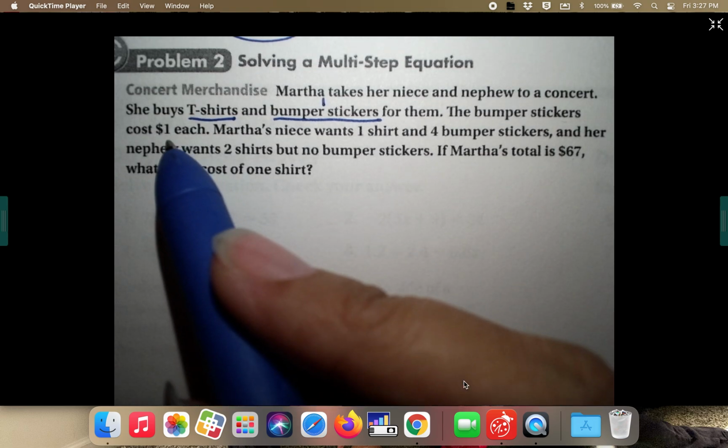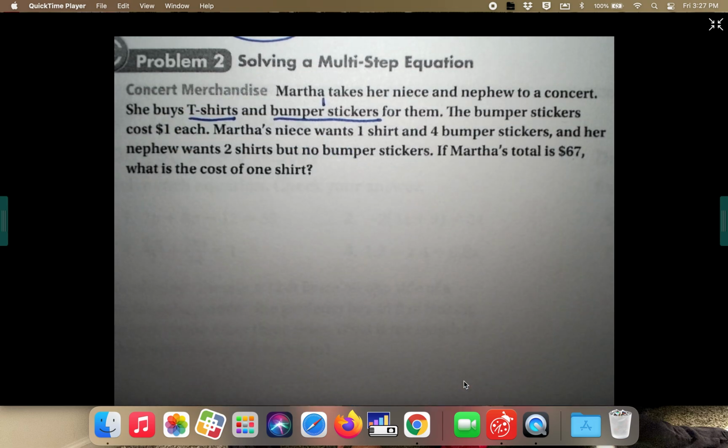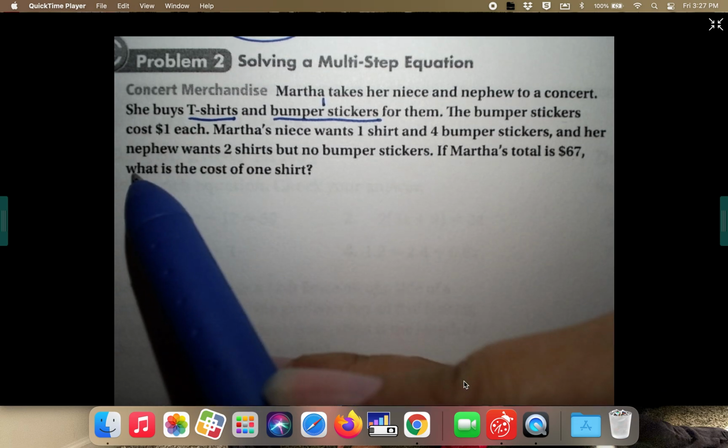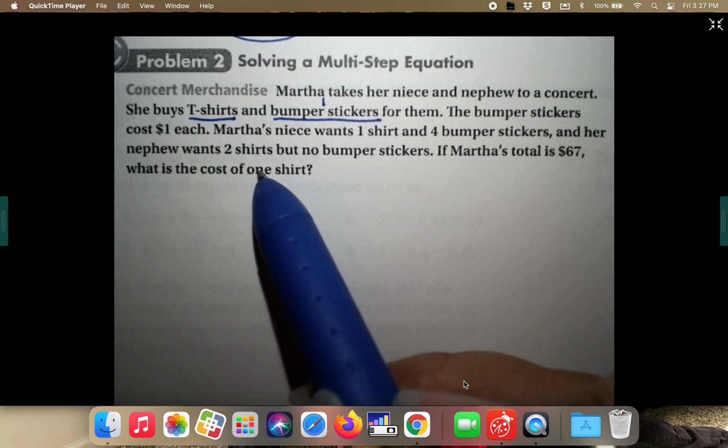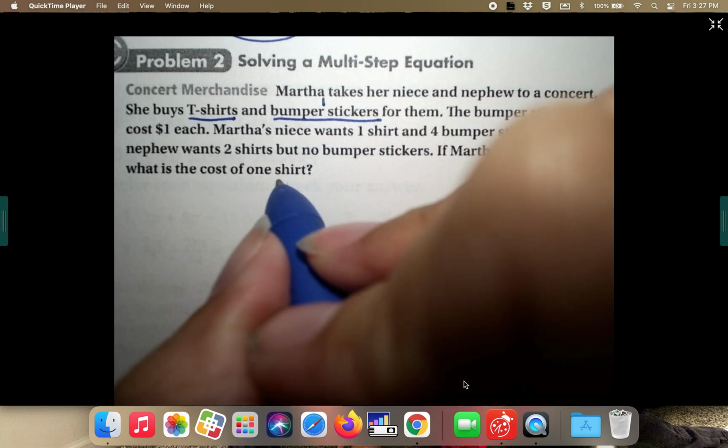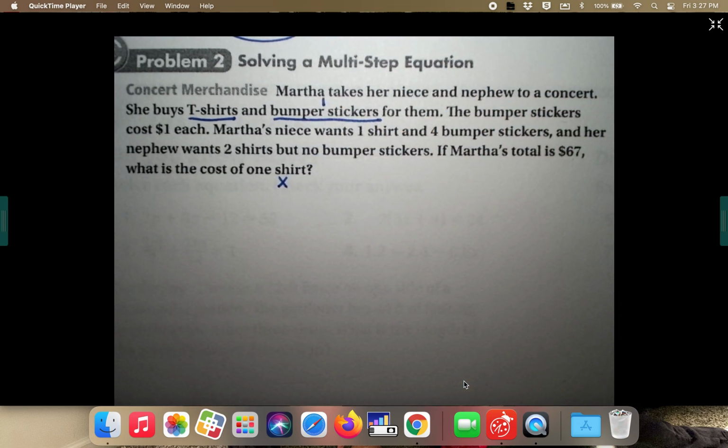So what I don't know is the t-shirts. And in fact, that's the question. How much is 1 shirt? So I'm going to make the shirt my X. I don't know how much a shirt costs, but I'm trying to figure it out.